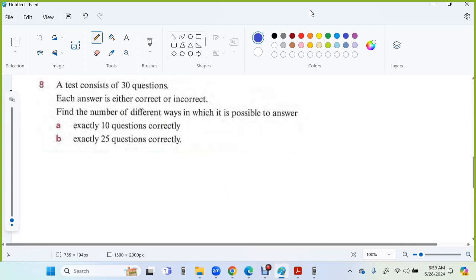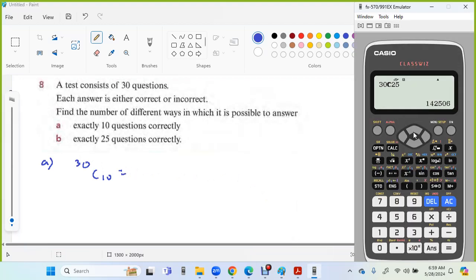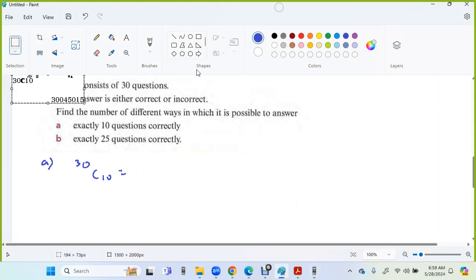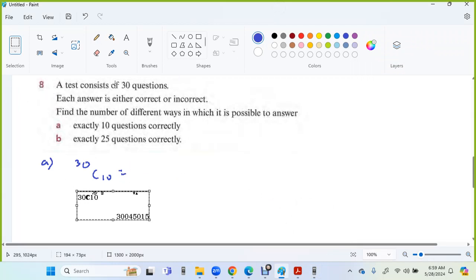Question number 8. A test consists of 30 questions. Each answer is either correct or incorrect. Find the number of different ways in which it is possible to answer exactly 10 questions correctly. So we have 30 choose 10. Then this will be the value, 30,045,015.